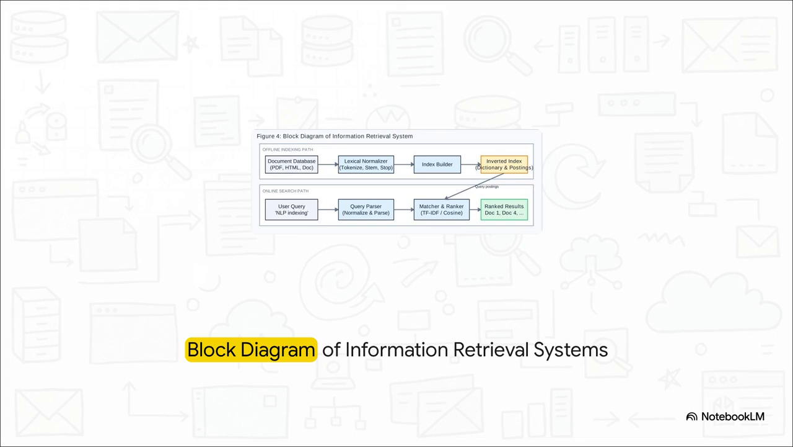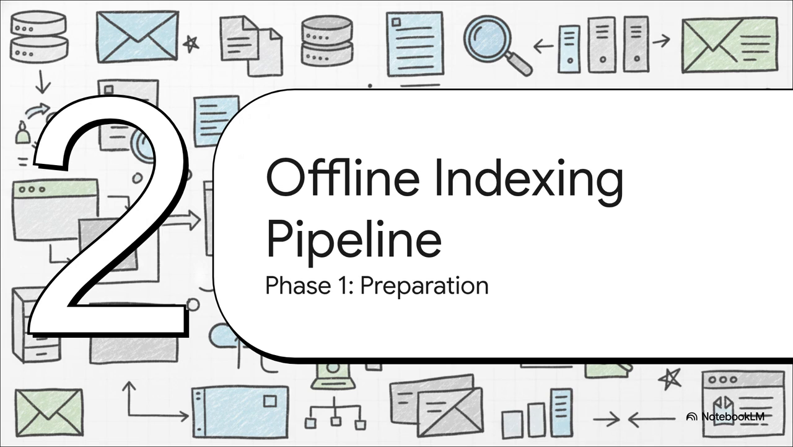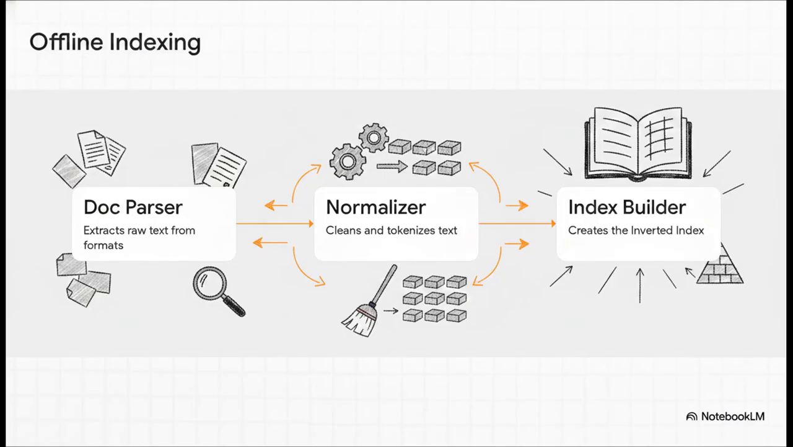So every information retrieval system basically splits into two distinct halves that work together. On top, you've got the offline indexing path, which prepares all the data in the background, and on the bottom, the online search path, which kicks in the exact moment you actually hit search. Let's start with Phase 1, the offline indexing pipeline. This offline pipeline follows three sequential steps to ingest and prep documents. We've got the document parser, the lexical normalizer, and the index builder.